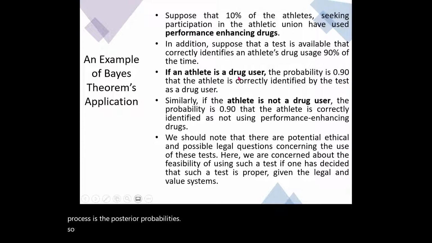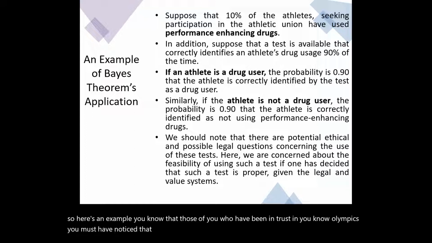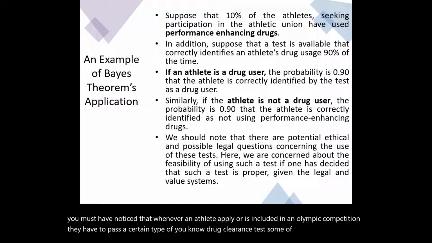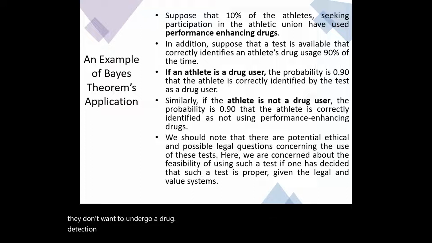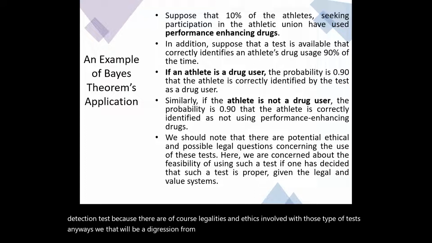So here's an example. Those of you who have an interest in the Olympics must have noticed that whenever an athlete is included in an Olympic competition, they have to pass a certain type of drug clearance test. Some of the countries have their own reservations that they don't want to undergo a drug detection test, because there are of course legalities and ethics involved with those types of tests. Anyways, that will be a digression from our main topic. We are concerned with the statistical understanding of Bayes' theorem.